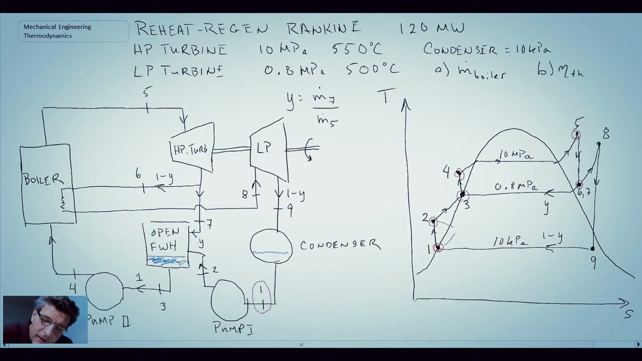So we have state 5, we have state 6 and 7. Now what we still need to determine is states 8 and 9. In order to get state 8, we know the pressure is 0.8 megapascals and it goes up to 500 degrees C, so we can go into the superheated tables and get that. Then to get property information at state 9, we're going to use the same thing that we did between 5 and 6. That is, we're going to get the entropy at state 8, which will enable us to determine values at state 9.